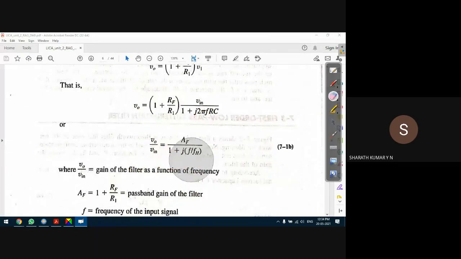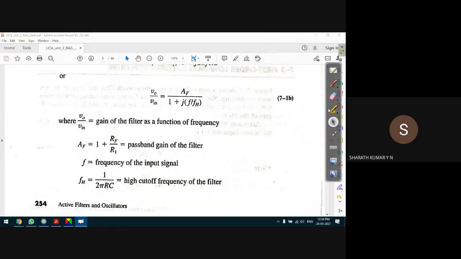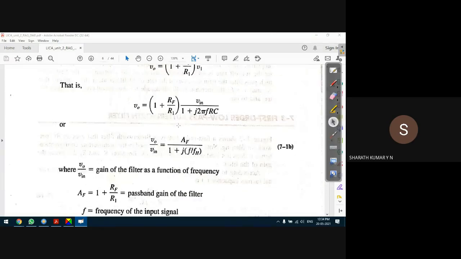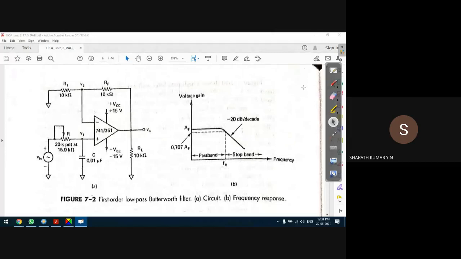So Fh is nothing but the factor which represents the upper cutoff frequency, represented as 1 by 2 pi RC, the high cutoff frequency of the filter. That means this upper cutoff frequency of the filter is determined by the R and C components. C is a fixed quantity, so it is determined only by the variation of R. If you vary R, this Fh also varies.